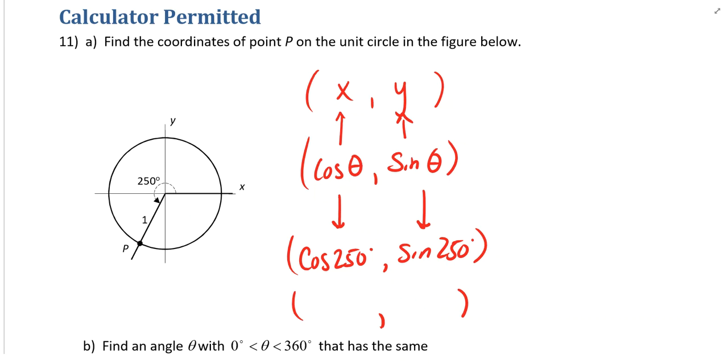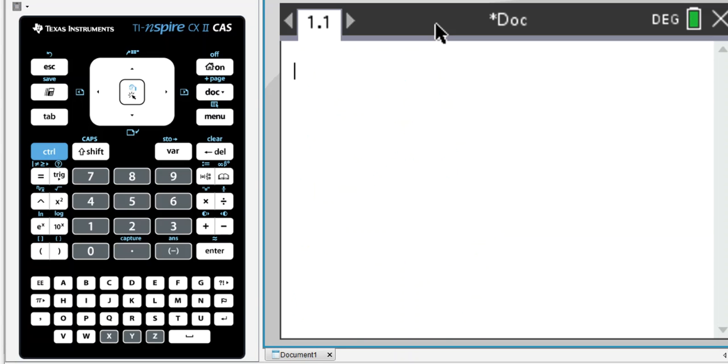Now, based on the limitations of our calculators, it is possible that the symbol or the sign that's produced as a result is not the correct one, and we would have to interpret that as we go. Certainly what we're looking for is an x value that's negative and a y value that's negative to land at this position on the unit circle. So let's see what the calculator produces.